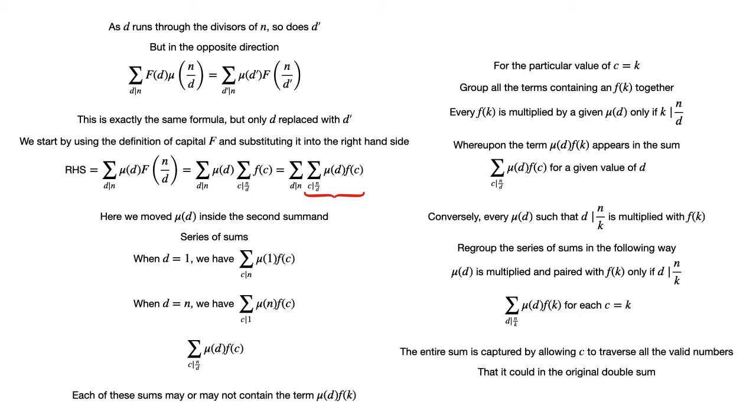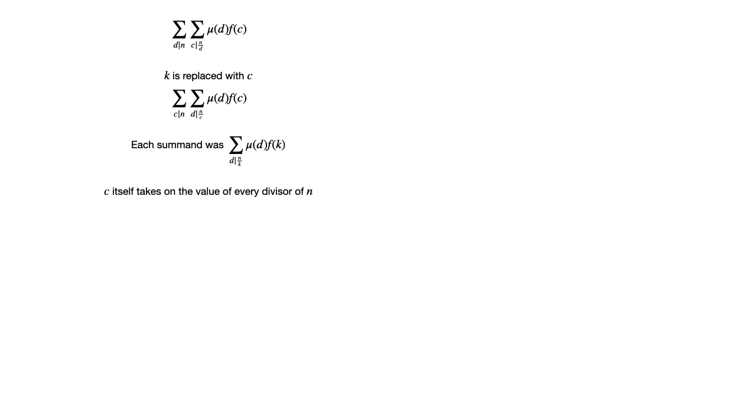The entire sum is captured by allowing c to traverse all the valid numbers that it could in the original double sum of the sum as d divides n of the sum as c divides n upon d of mu of d into little f of c. Hence k is replaced with c, a general value, and we write that the double sum now equals the sum as c divides n of the sum as d divides n upon c of mu of d into little f of c. The reason c itself takes on the value of every divisor of n is simple.